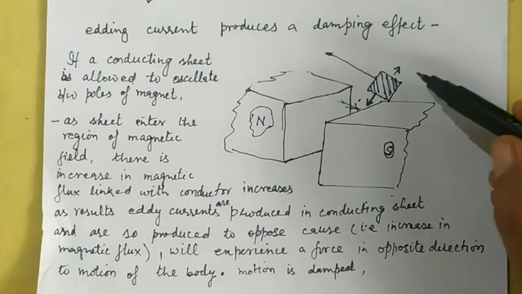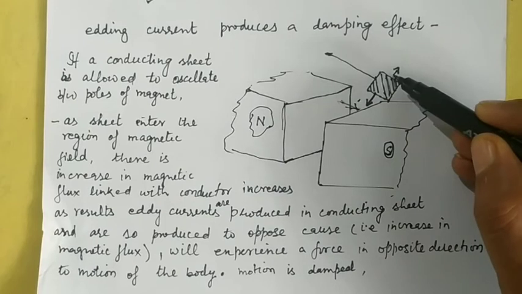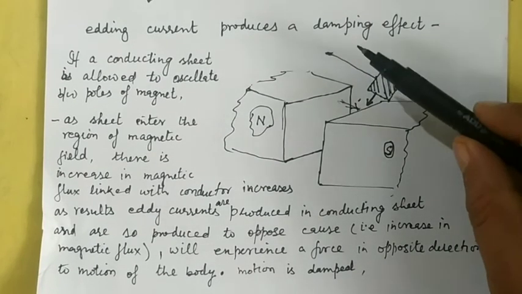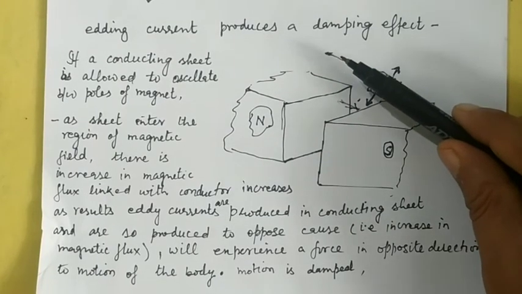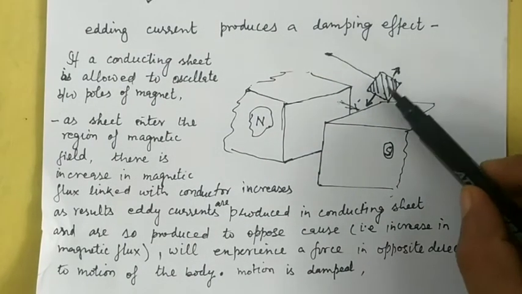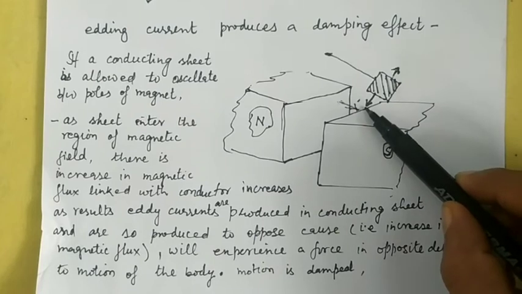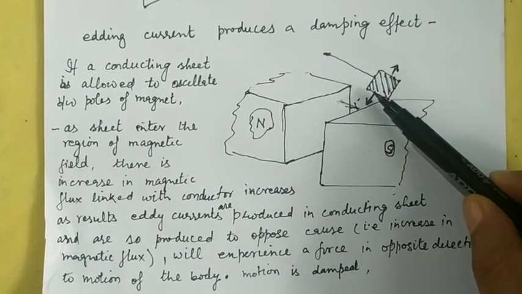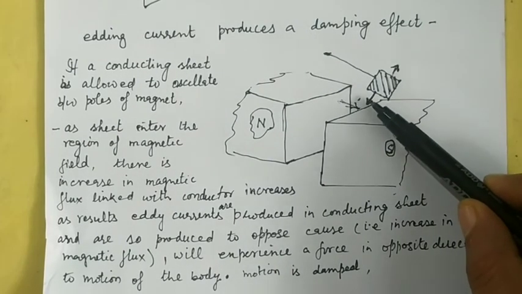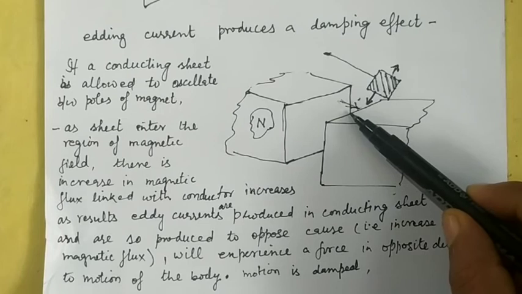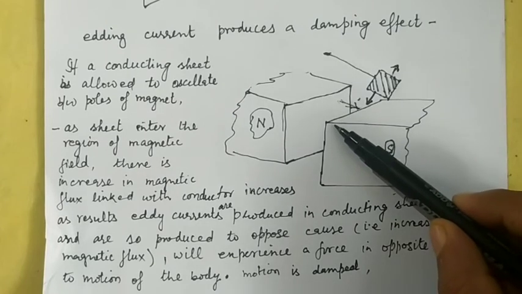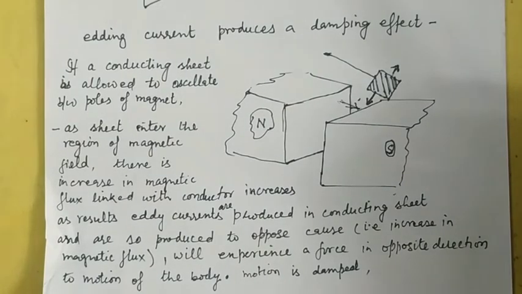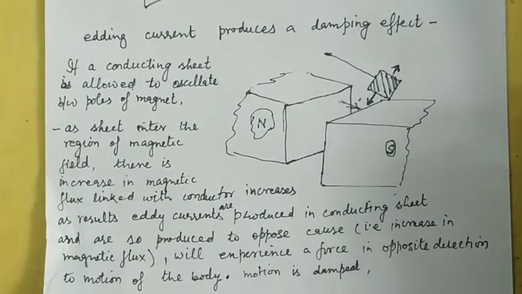So, how can it oppose? By experiencing a force in the opposite direction. As a result, the downward motion of this sheet slows down. Its speed decreases. Here the speed slows down, but still it continues its journey and enters the magnetic field. As it reaches inside the magnetic poles, further, while leaving the magnetic pole, let us discuss.